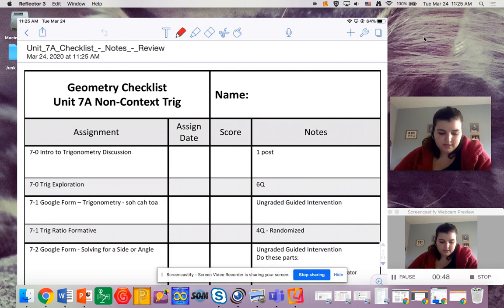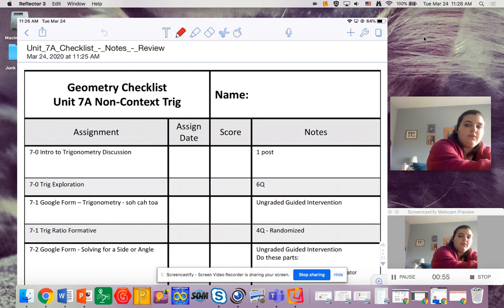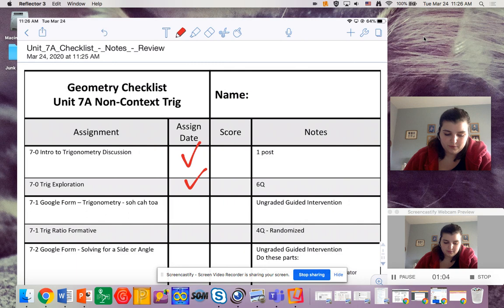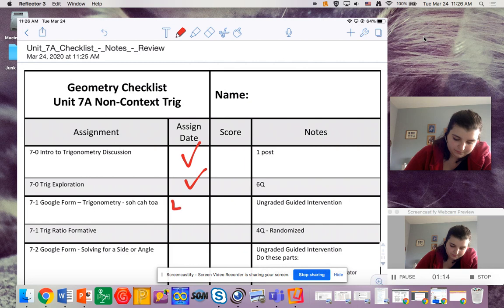So today you should have already completed the introduction and the discussion. And I am going to assign the 7-1 section. So you can go ahead and put today's date, let's see, 6/4/8, down as the assigned date for these two.